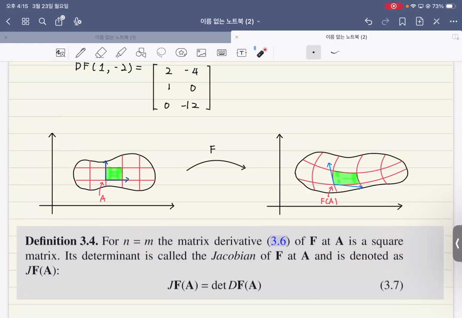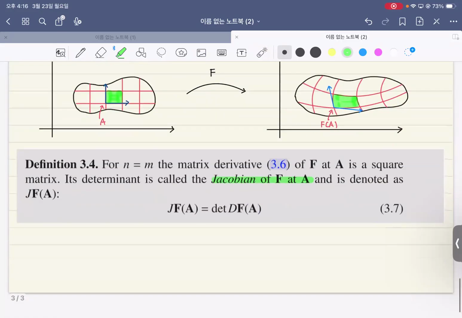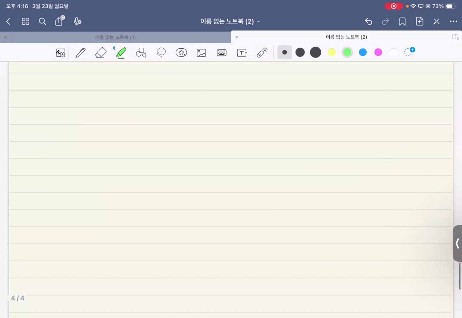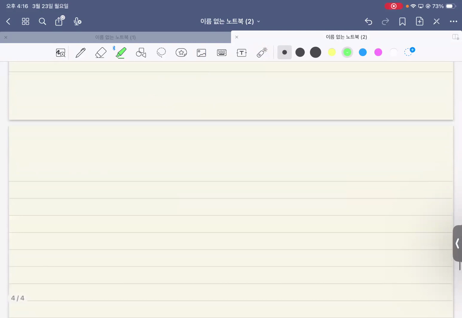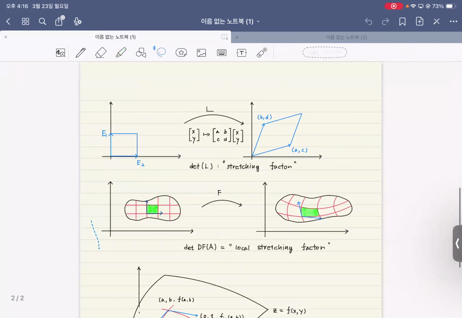And for any square matrix, you can define a determinant. So if you take the determinant of the matrix derivative, then this number is defined to be the Jacobian of f at x. This is the Jacobian. Okay, so what is the geometric intuition of the Jacobian?